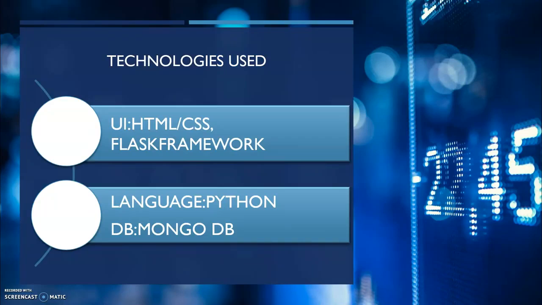The technologies used here: for the UI, I have taken HTML and CSS, and the Python framework used for web development is Flask. The language used for all the coding is Python, with the help of Visual Studio. I have run the Python in Visual Studio, and for the backend database, for storing the Twitter web scraping data and pulling up the results, I have used MongoDB for both.